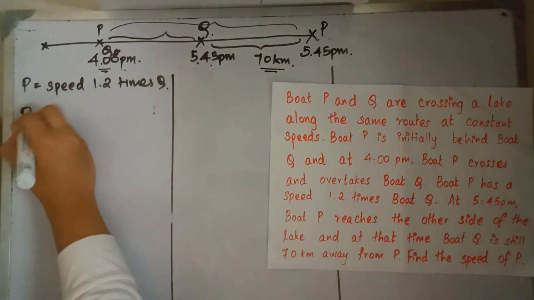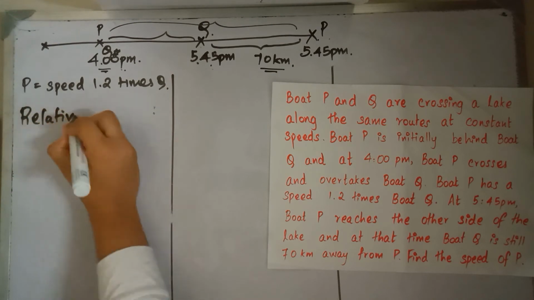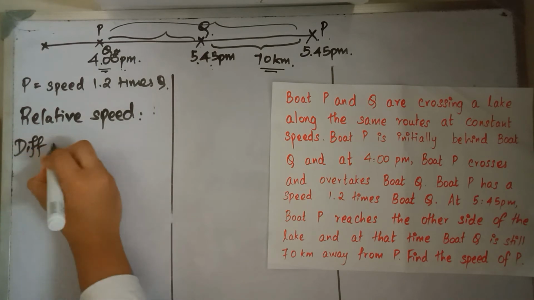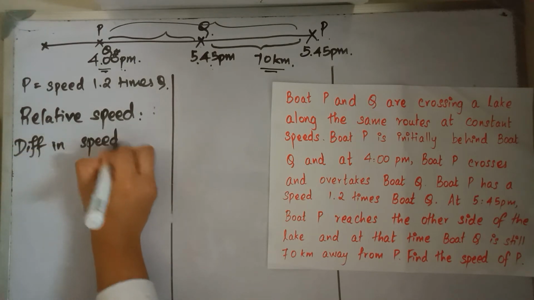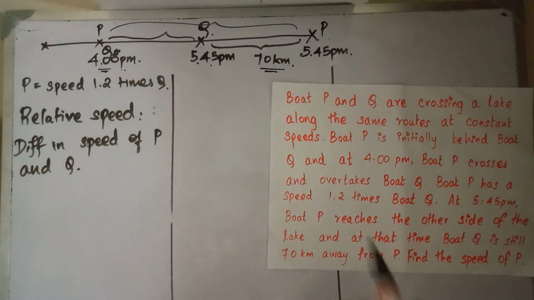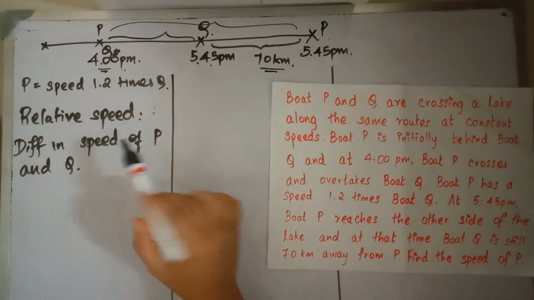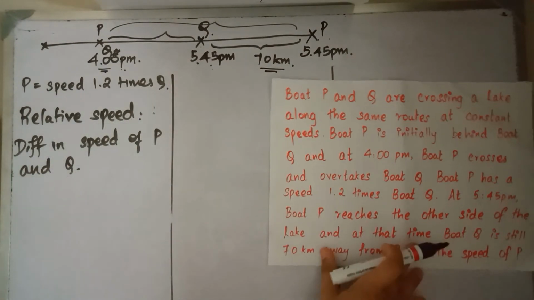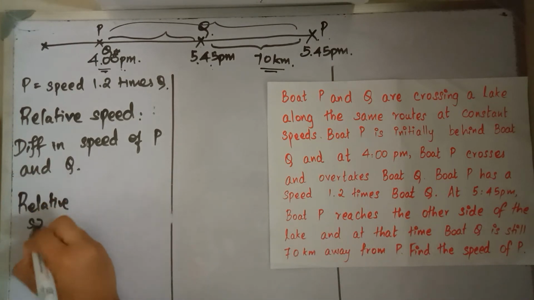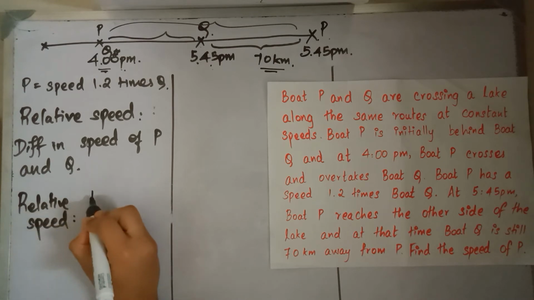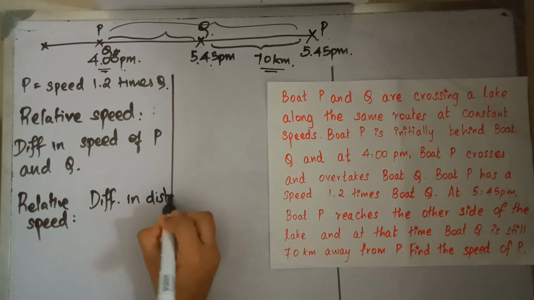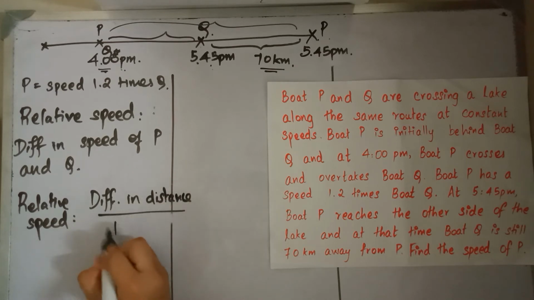What is relative speed? Relative speed is the difference in speed of P and Q. The difference in speed between P and Q is called as relative speed. So the relative speed formula can be written as difference in distance by time.